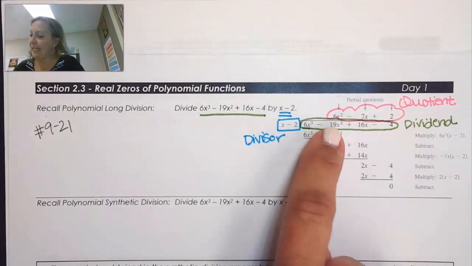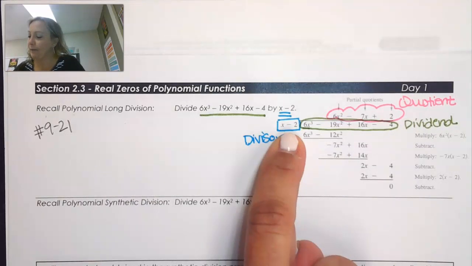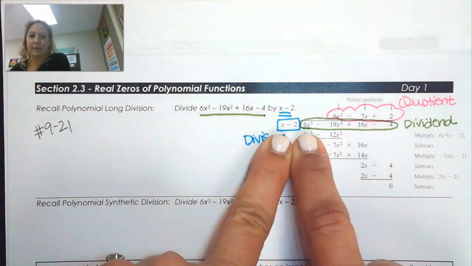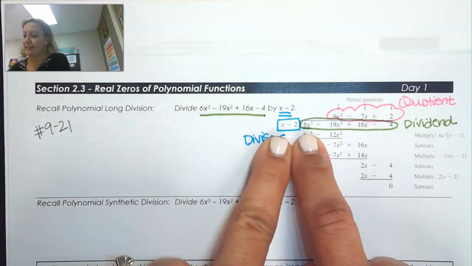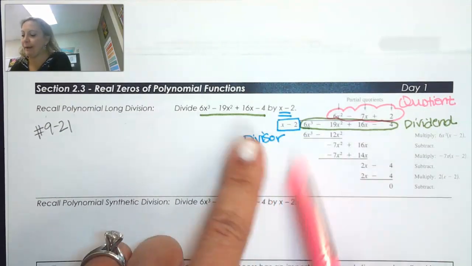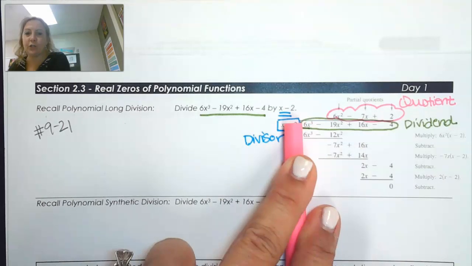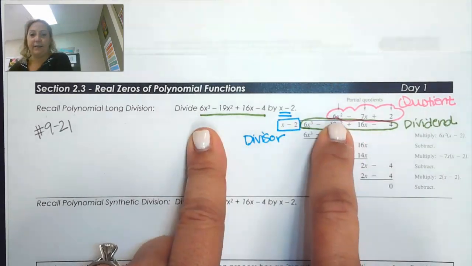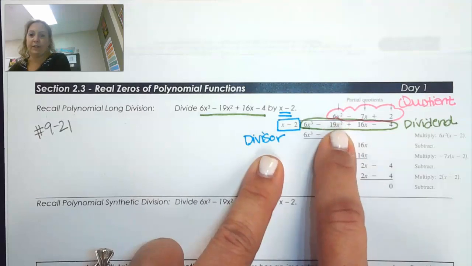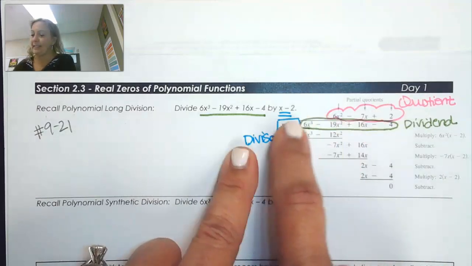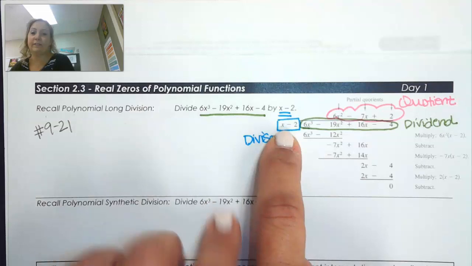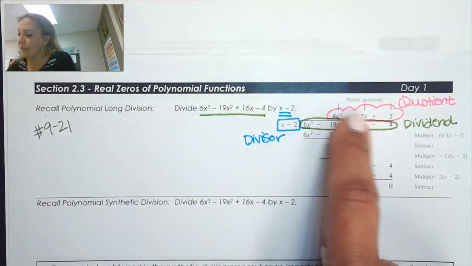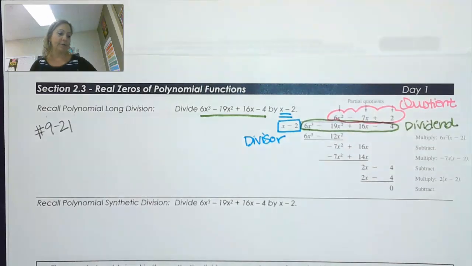You would start just by saying, okay, x goes into 6x cubed how many times? Don't even worry about the minus 2. Just look at the first term. And you'd say 6x squared. So you put that over the other x squared term. But then you multiply 6x squared by that whole divisor, x minus 2. And that gives us 6x cubed minus 12x squared.